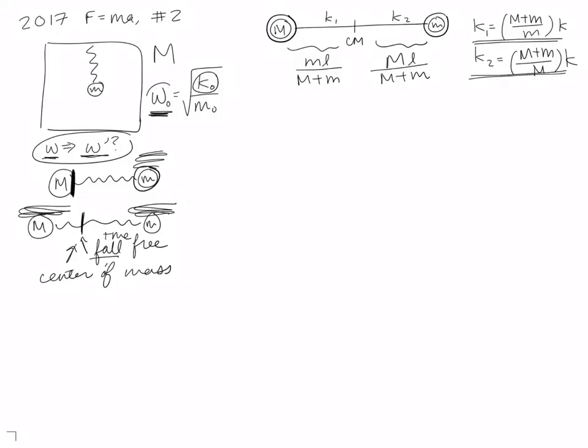So now we figured out our relationship between our k's, and now we want to find our relationship between our omega, our angular frequencies. So we have that the original frequency, when it's stationary, is just the square root of k over small m, since small m is the one that's oscillating, while large M is the box that is being stationary. And omega 1 is just equal to the square root of k1.